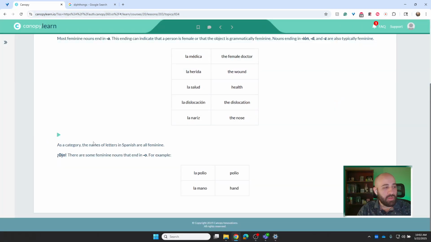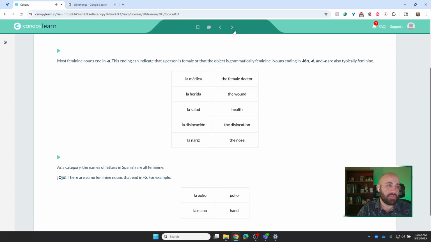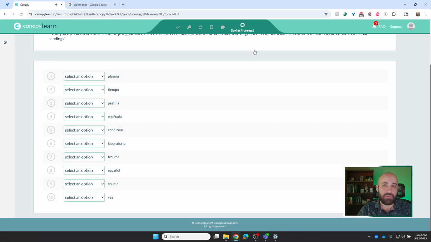Oh, I had more. As category names, large Spanish, all feminine. There are feminine nouns ending in O. For example, la polio, la mano. La polio, la mano.